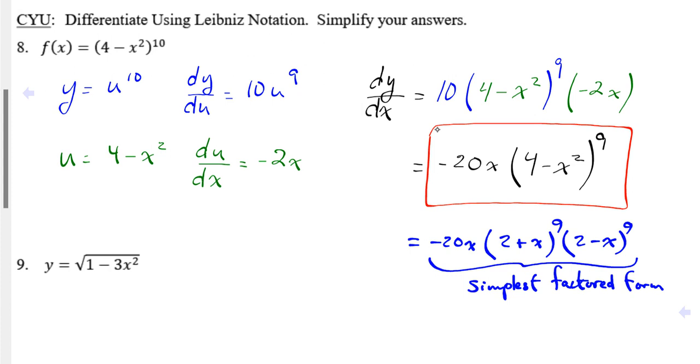Oops, the one in the red box. Yes. I can't distribute the exponent 9. Or could you just leave it as 2 plus x times 2 minus x all in brackets to exponent 9? Oh, yeah, that would be fine too. Yep.